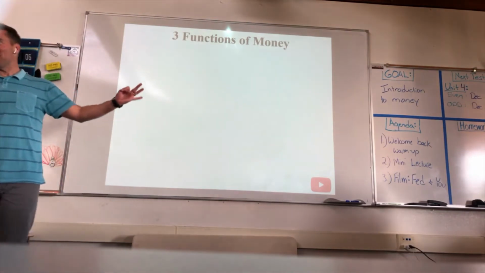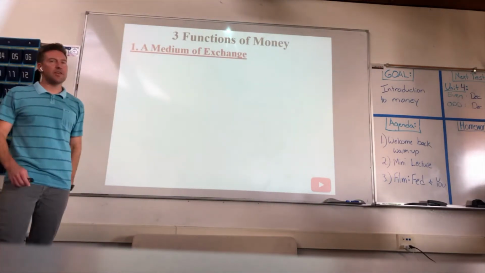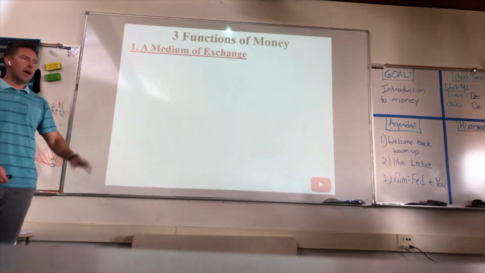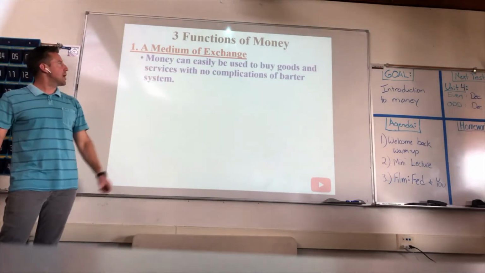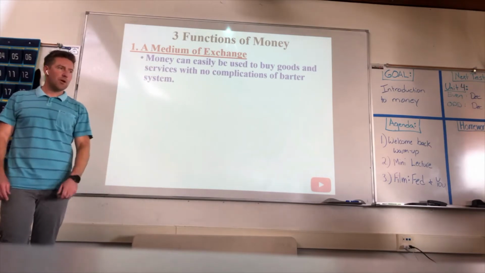So what are the three functions of money? The first one is a medium of exchange. We know that I can take money and go somewhere and people are going to accept it. Money can be easily used to buy goods and services with no complications of the barter system.